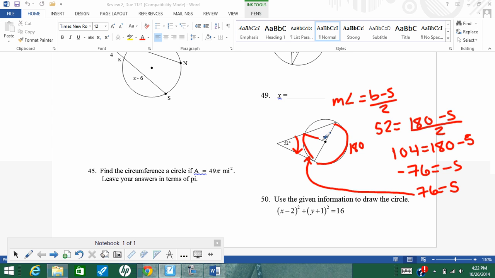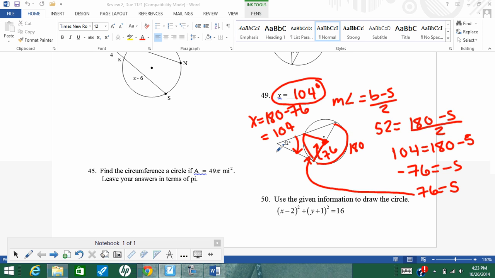Now if you notice, this angle is an inscribed angle. Or I'm sorry, not an inscribed angle. I need to correct myself. It's a central angle because it's formed at the center. So the arc and the angle are the same. So if this arc is 76, that makes this angle 76 as well. And this angle, that's 76, and the angle we're looking for, x, are supplementary angles. They're a linear pair. So x is 180 minus 76, which is 104. So x is 104 degrees.